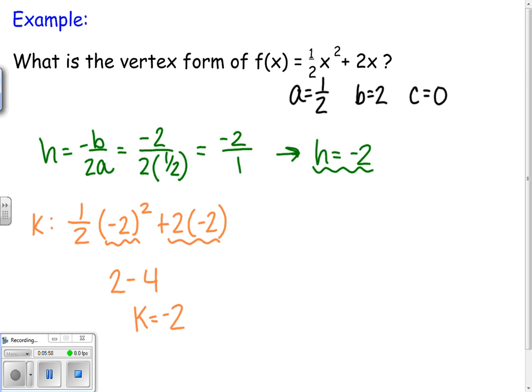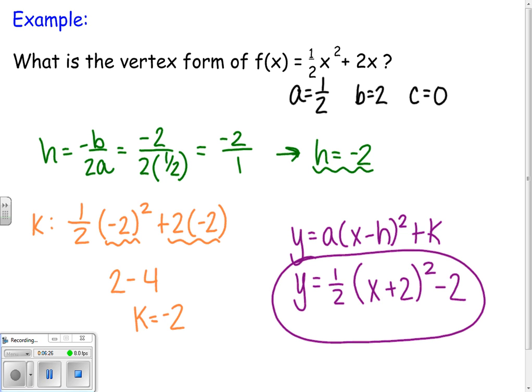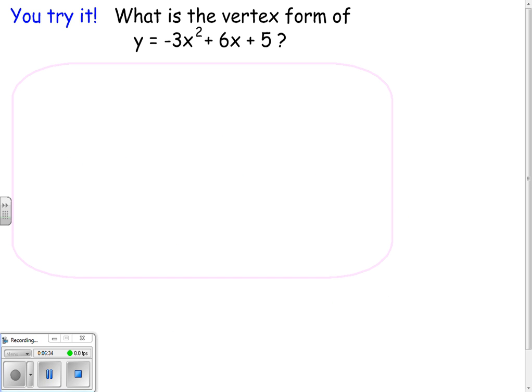I'm going to substitute all of this into vertex form. My a, my h, and my k. So I get y equals, my a value is 1/2 times x minus, my h value is a negative 2. So that minus a negative 2 is going to turn positive. And then on the end, attach a minus 2 because your k in this case is negative as well. Pause the video to do the questions.